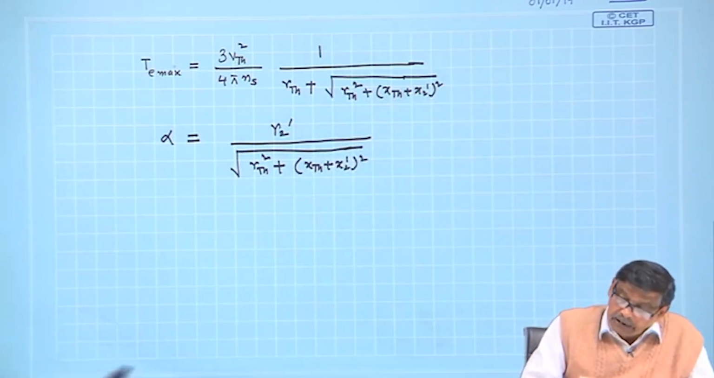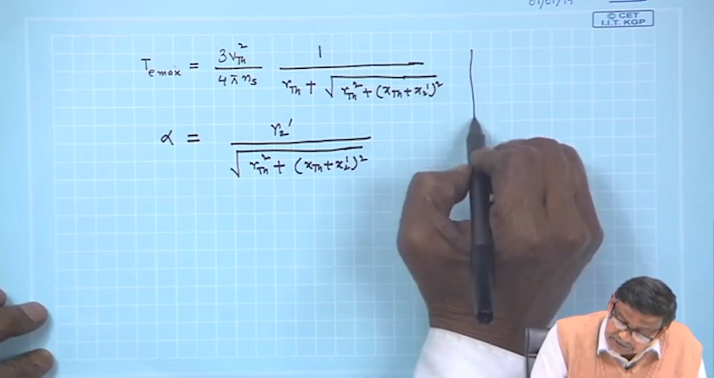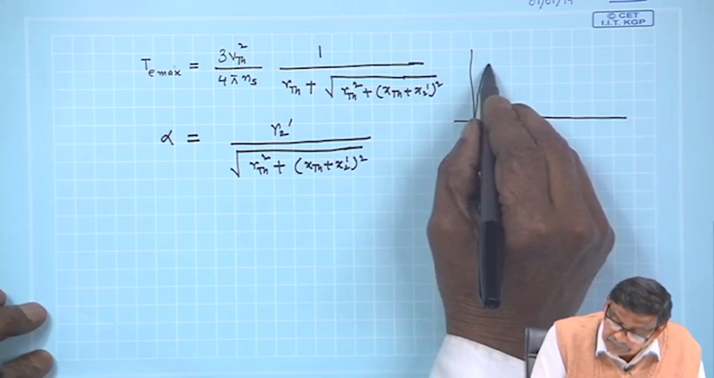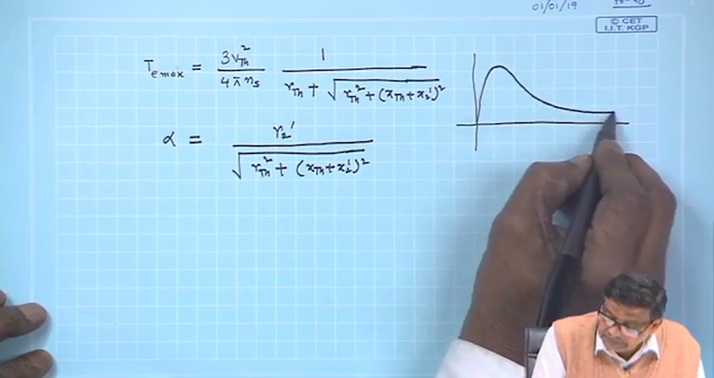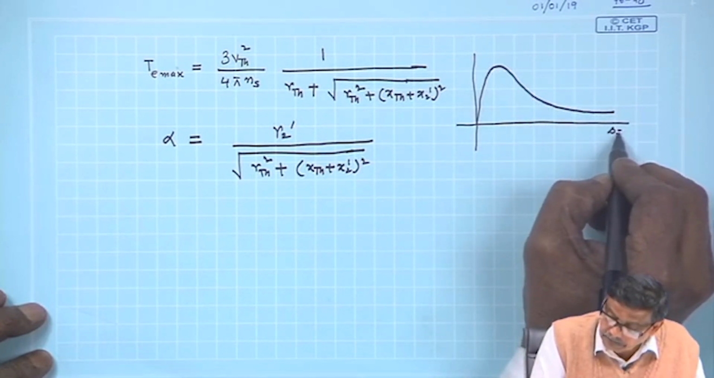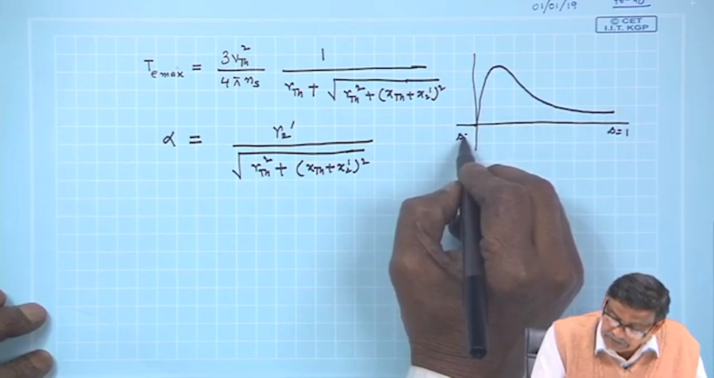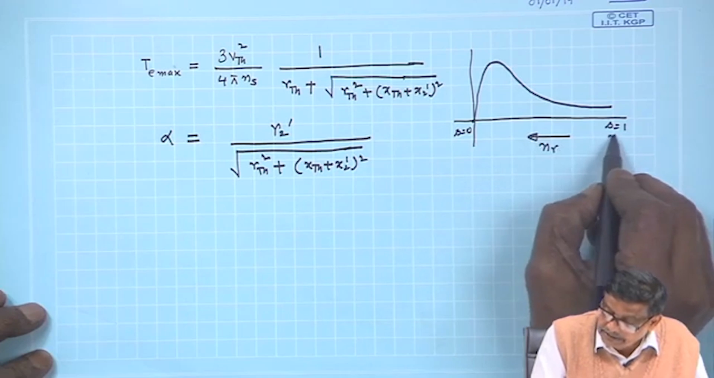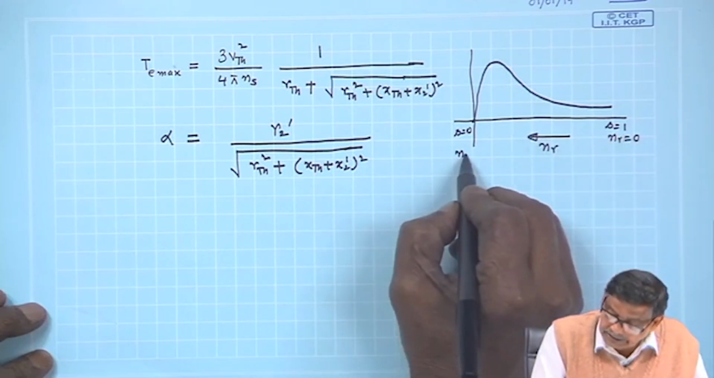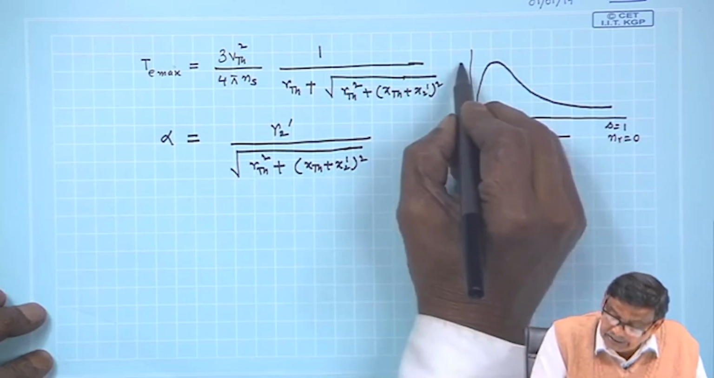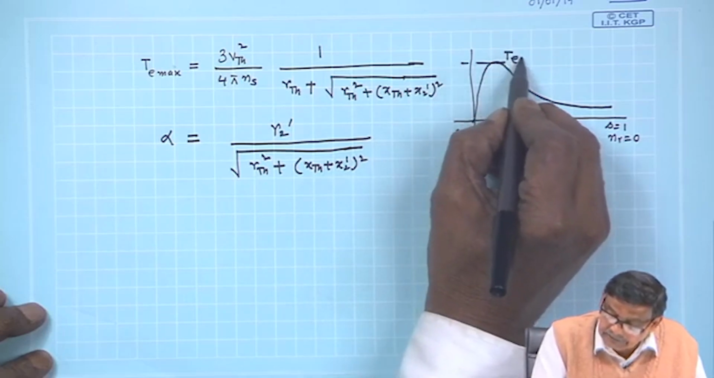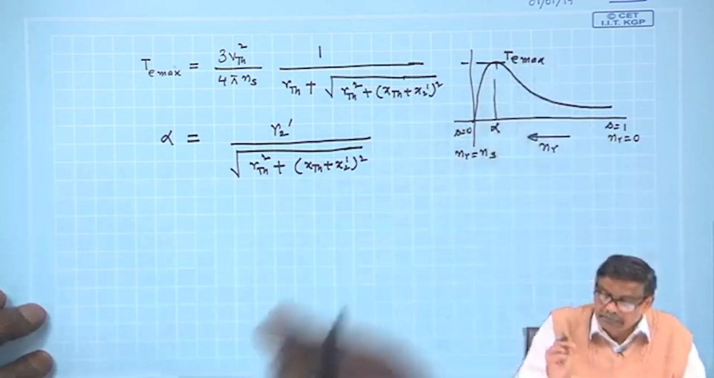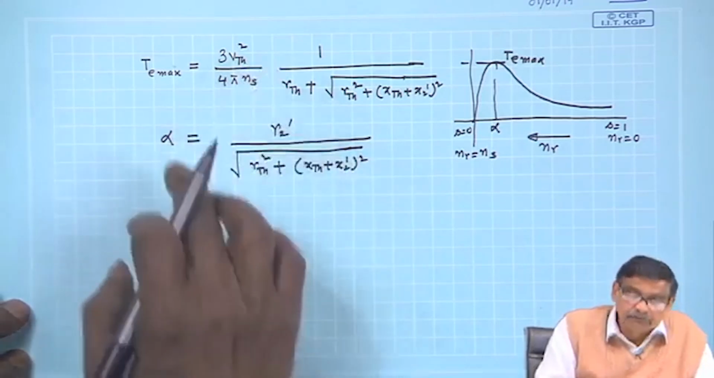Now, the typical torque slip characteristics we always draw will be something like this. Here it is s equal to 1, here it is s equal to 0, and speed is this way, which is n r equal to 0, and this is n r equal to n s, and this is T max, and this is the value of slip at which maximum torque occurs, and these are the expressions for that.